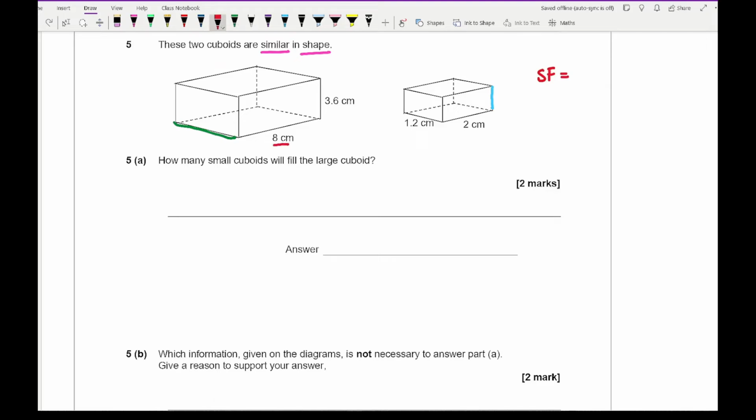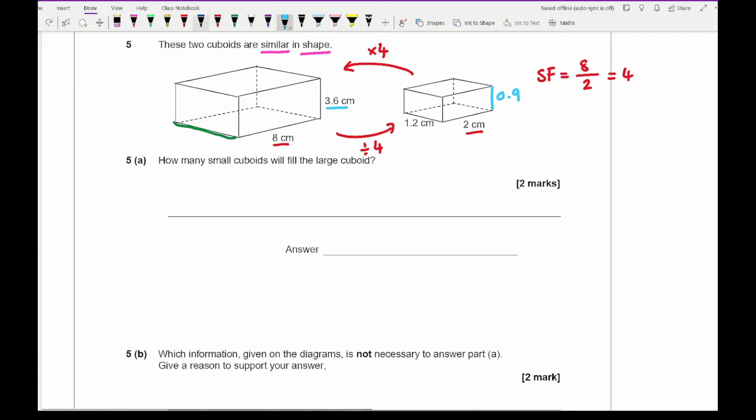So if I pick the two corresponding sides that I do know, the scale factor is going to be 8 over 2, which is 4. So it basically means that this larger cuboid is 4 times the size of the smaller one. And then to go in the opposite direction, I need to divide by 4. So for here, I can now work out what the missing lengths are. If this side here is 3.6, I'm going to divide that by 4, and that becomes 0.9.